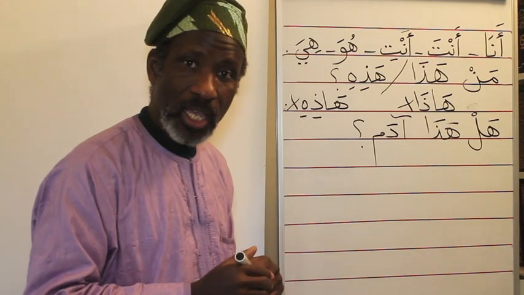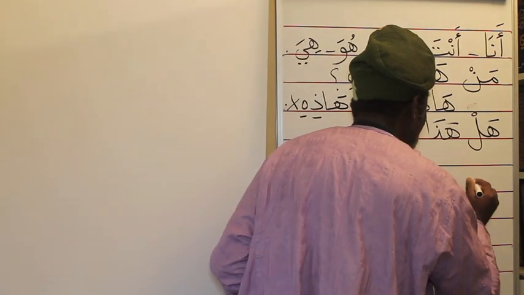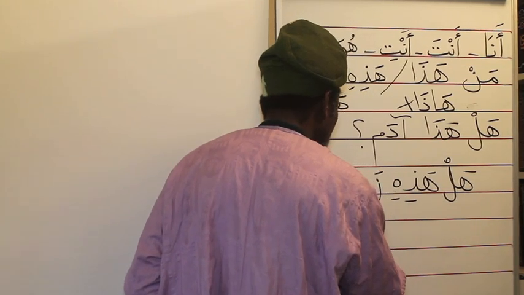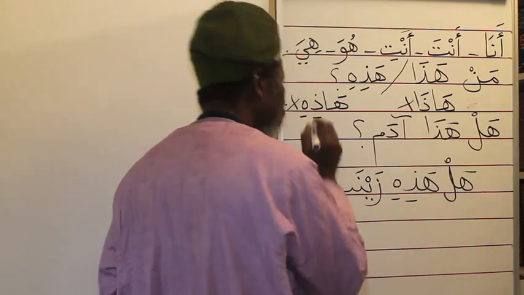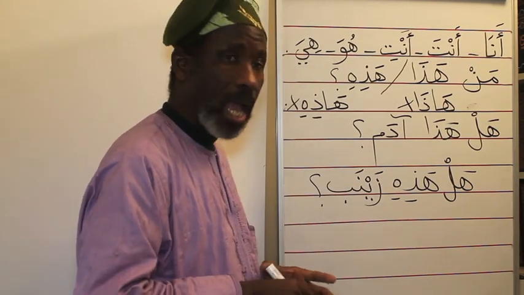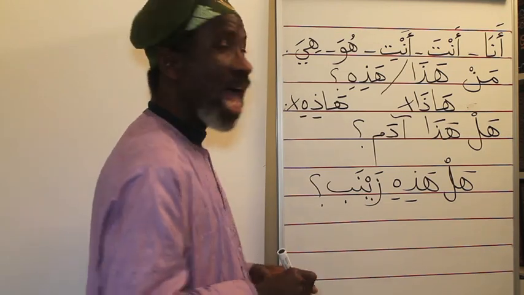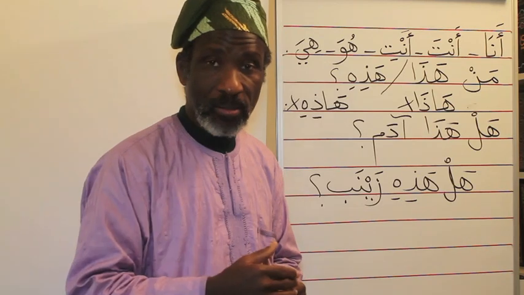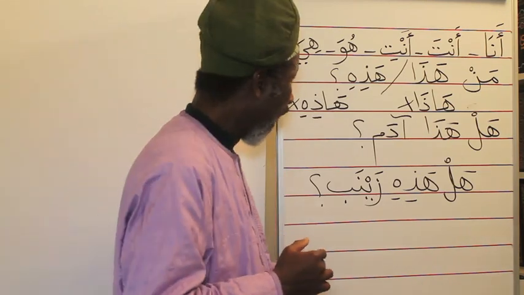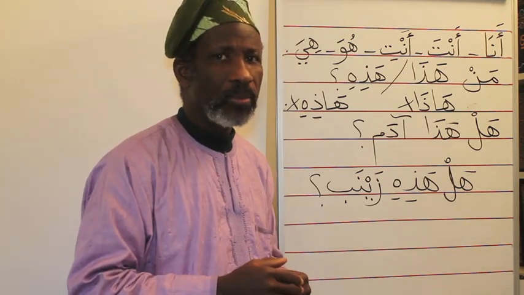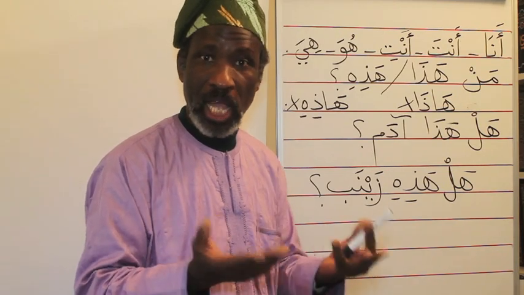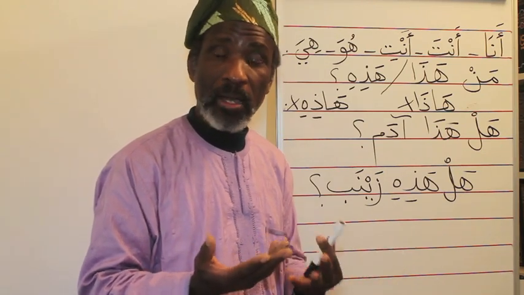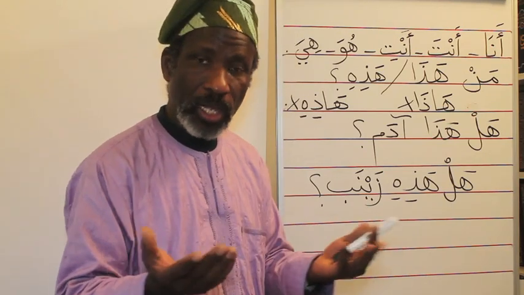Hal hadhihi? And then a feminine name: hal hadhihi Zainab? Is this Zainab? Naam, yes, hadhihi Zainab. You can say, hal anta Adam? Are you Adam? Naam, ana Adam. Wa anta, man anta? Who are you? Hal anta Faisal? La. Ana Muhammad. Ana Sa'id. Hal anti Zainab? La. Ana Maryam. Or Ana Khadija. Or any other feminine name as you know.